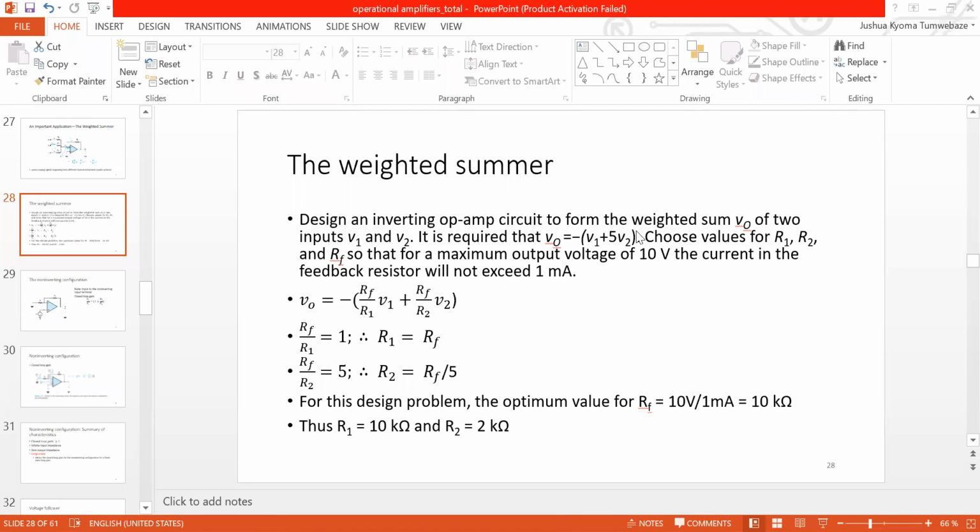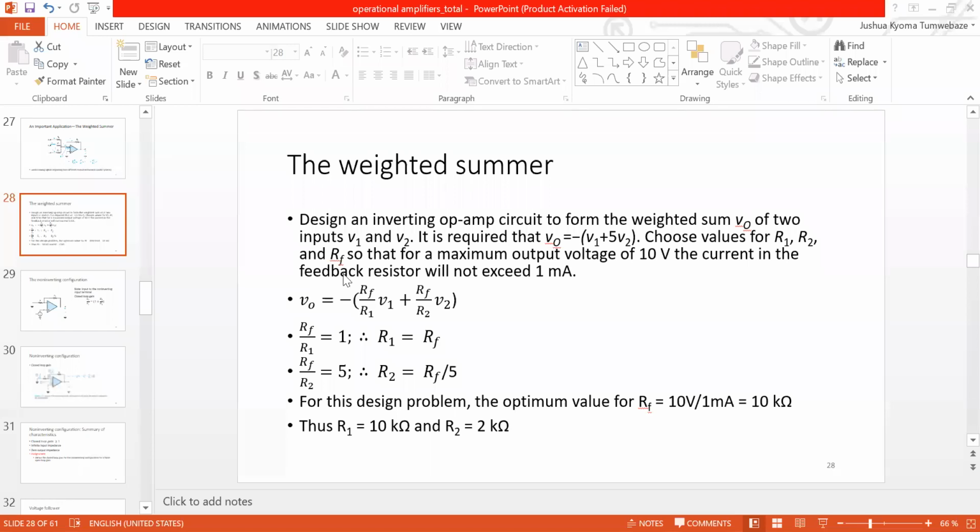And R2 as 2 kilo ohms. So that is how you'd simply go about these design problems. Of course, the more problems you attempt, the better you'll be at designing these OPAMPS.